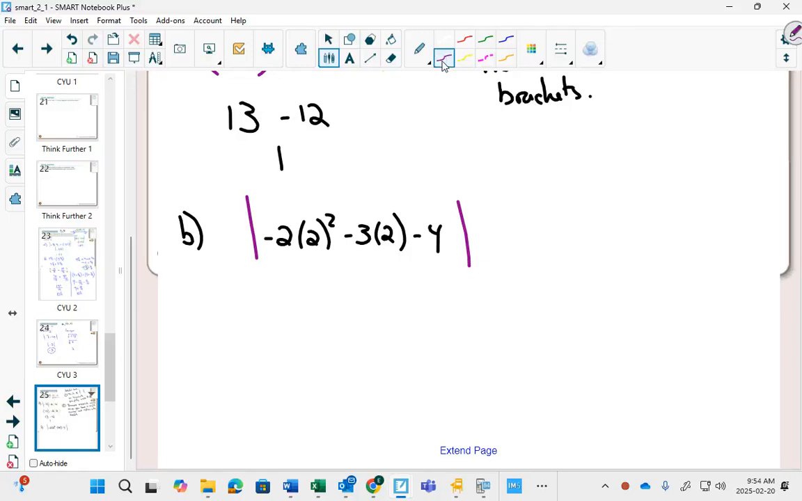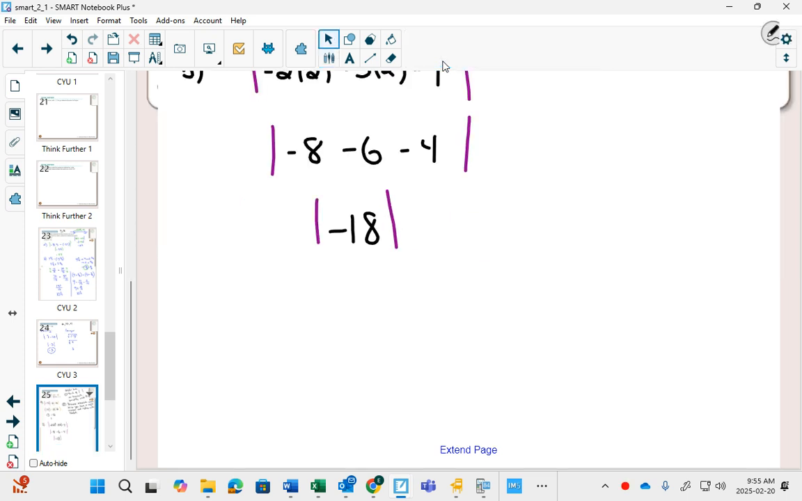So I have my absolute value bars still here. I'm going to do this: 4 times negative 2 is negative 8, minus 6, minus 4, which makes negative 18. And then the absolute value of negative 18 is positive 18.